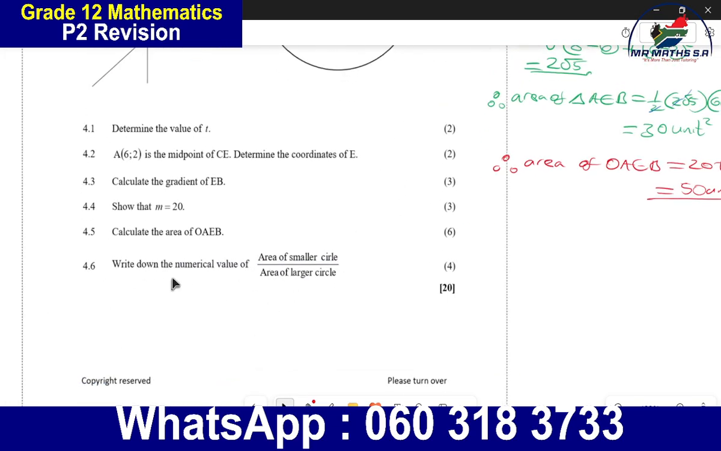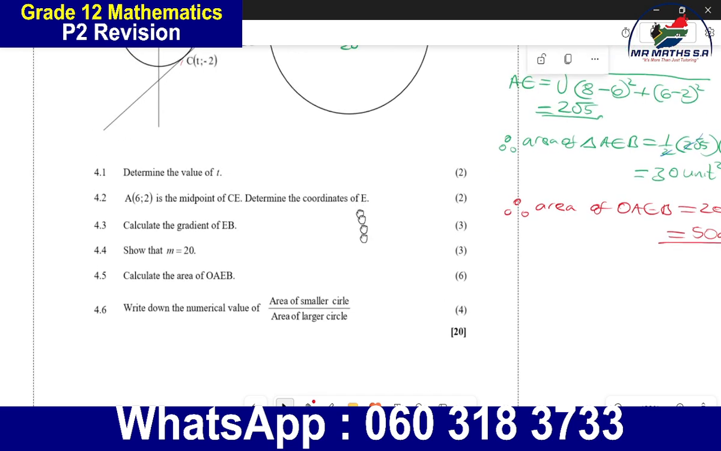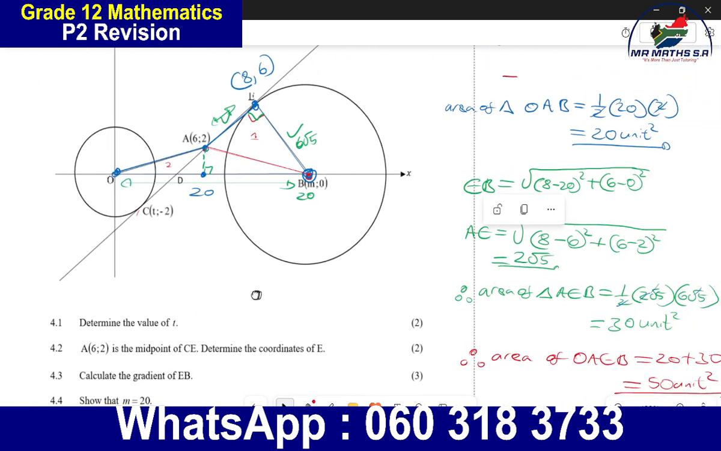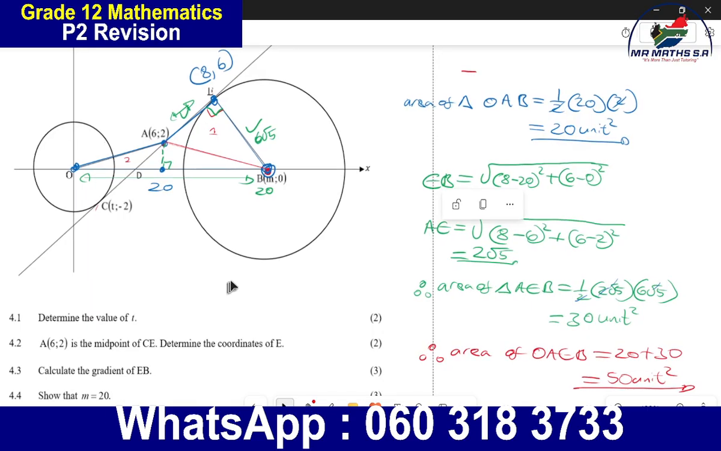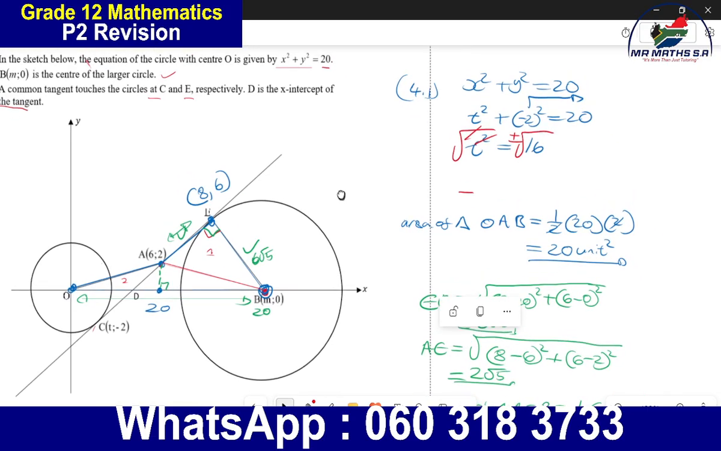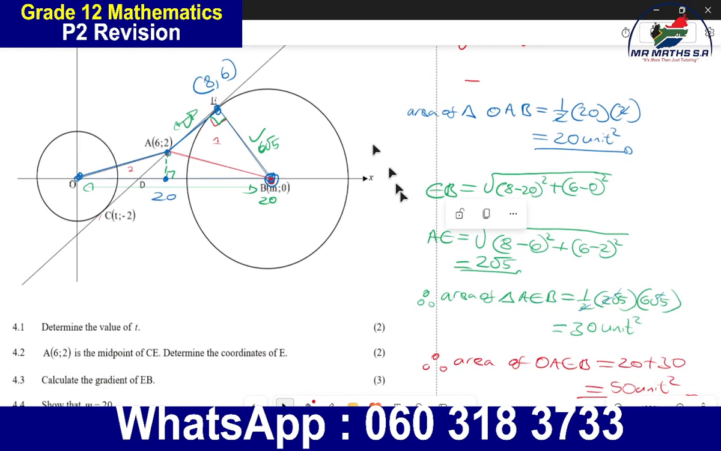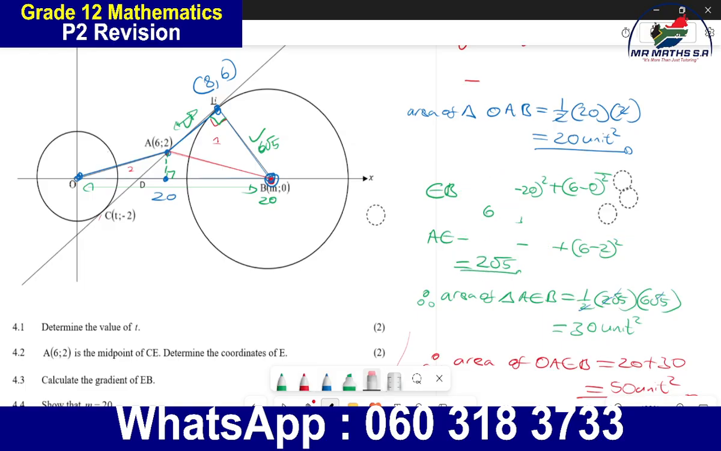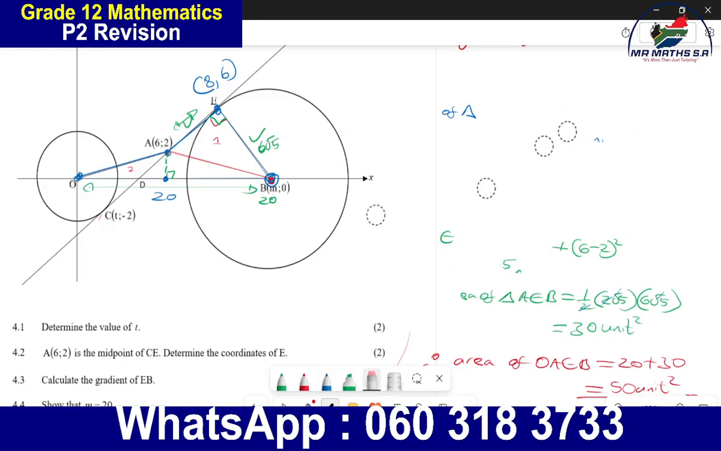Okay, then write down the numerical value of the area of the smaller circle over the area of the larger circle. For the smaller circle, we need a radius. We know the radius of the smaller circle is root 20, right? So what we need here is the area of the smaller circle over the area of the larger circle. Still, this equation is simple.